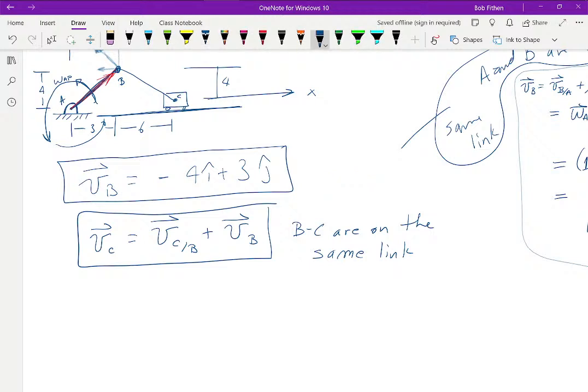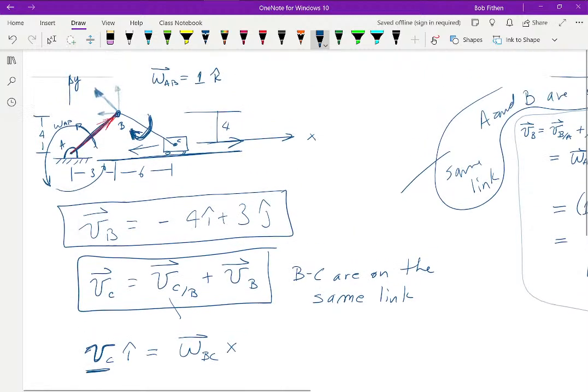So now what do you do next? Well, the velocity of C, I know it is either going to move to the right or to the left. I'm just going to assume it's to the right, and I'm going to just come up with the value, and I don't know what it is. Now this one, omega BC, is rotating somehow. I don't know how, but we will figure this out.